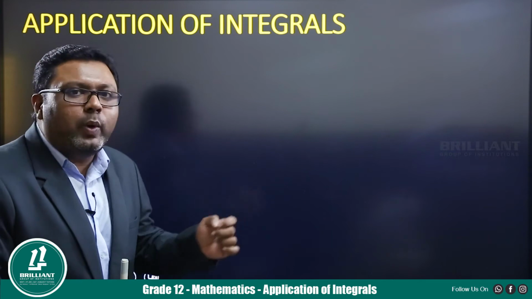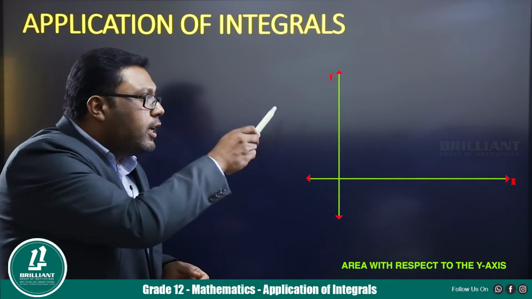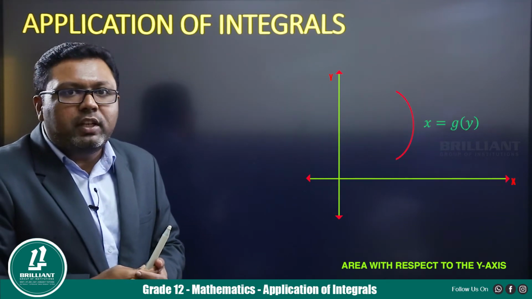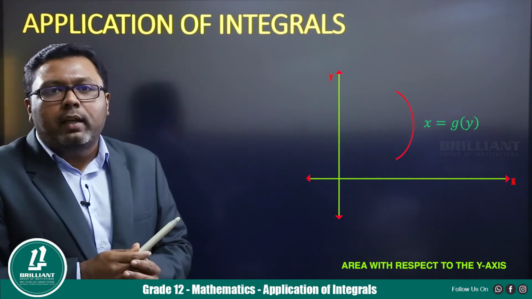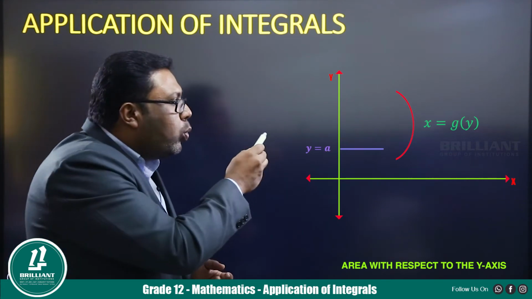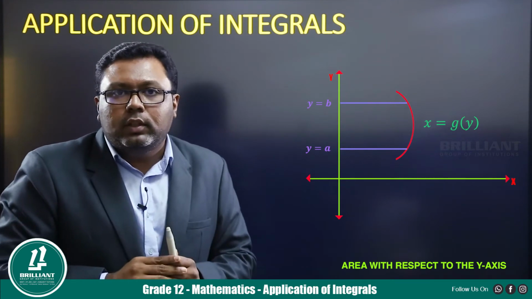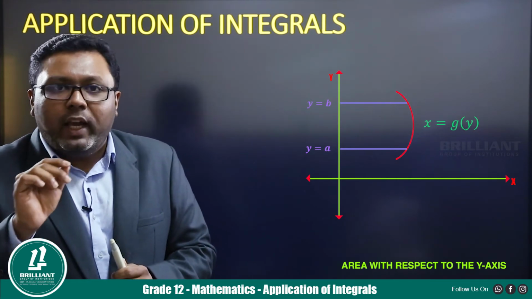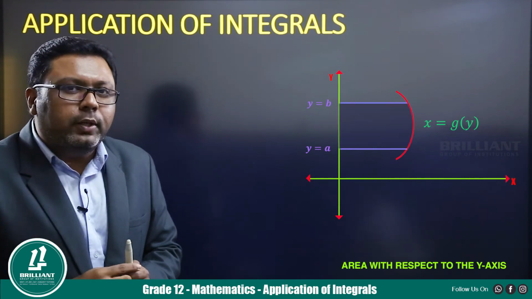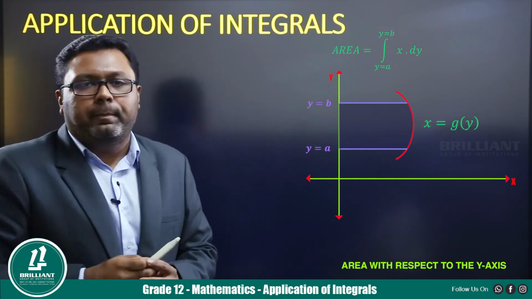Okay, now look at the situation over here. This is the xy plane that you can see over here, and the graph is going to be x is equal to g of y. Okay, the graph is going to be x is equal to g of y bounded with the y-axis and the ordinates y is equal to a to y is equal to b. In such a situation, the graph will be giving you area which can be obtained by the expression area is equal to integral a to b x dy.